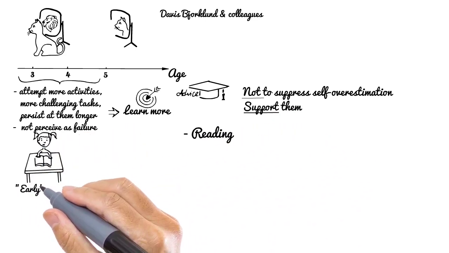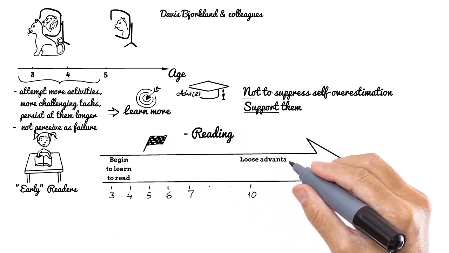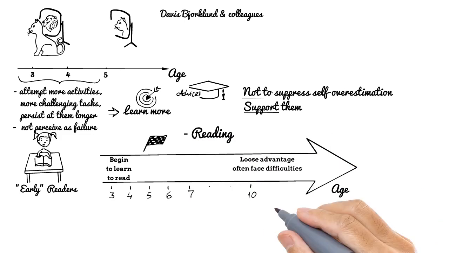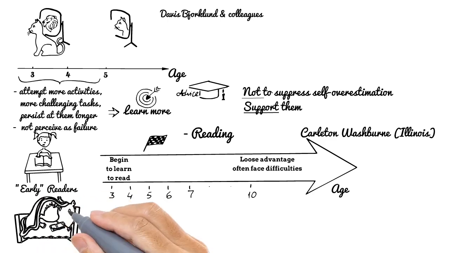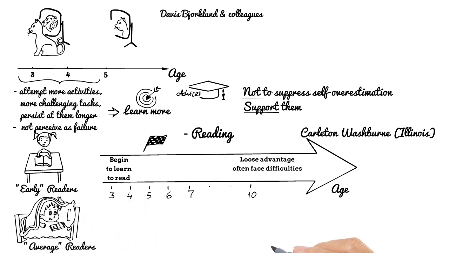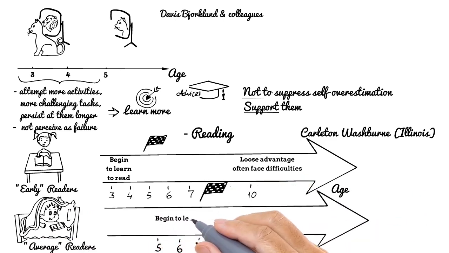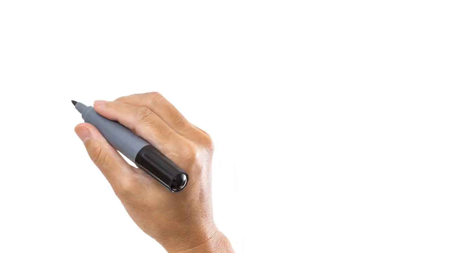Studies have shown that early readers lose their advantage in a few years, and later they often even face reading difficulties as their reading skills progress. Illinois educator Carlton Washburn compared reading development of children who started reading at several different ages up to age 7. And he found that children do best when they begin to learn to read around age 6 and not before. Those children who started reading young were less motivated and less excited about reading than those who begin later.